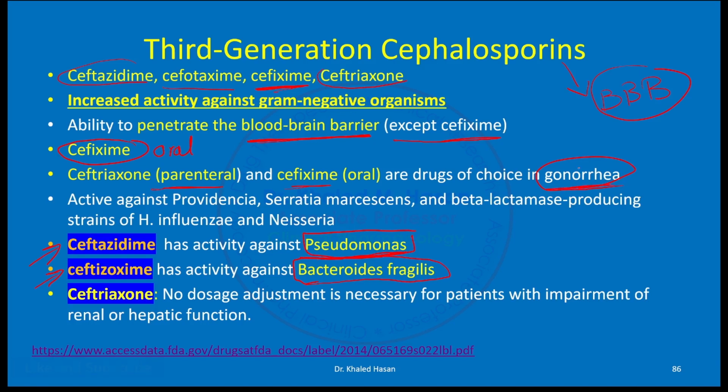What else? Meningitis. Okay, an important characteristic of ceftriaxone: no dosage adjustment is needed or necessary in patients with renal or hepatic dysfunction. So if the patients have hepatic or renal dysfunction, this is the drug of choice. We go with ceftriaxone. Ceftriaxone advantage: no need to adjust the dose in patients with renal or hepatic dysfunction.